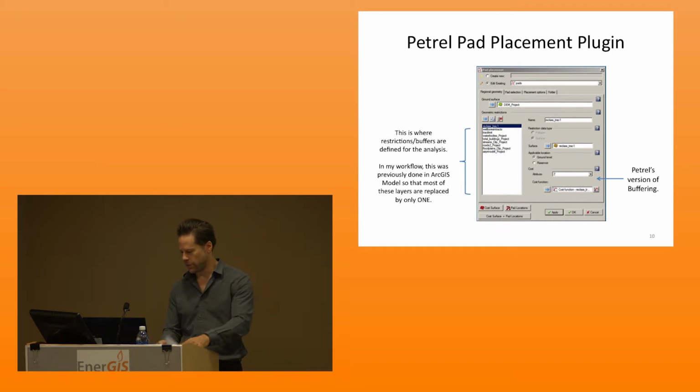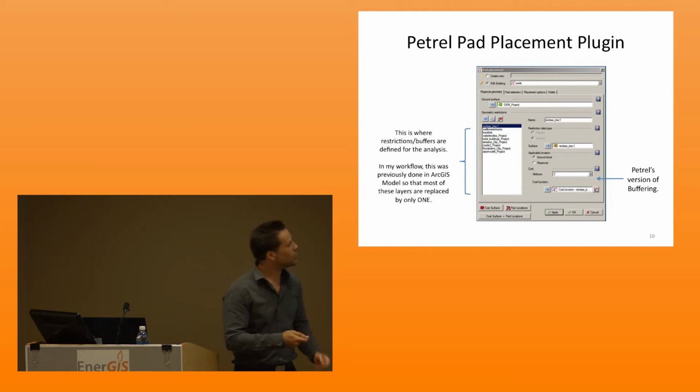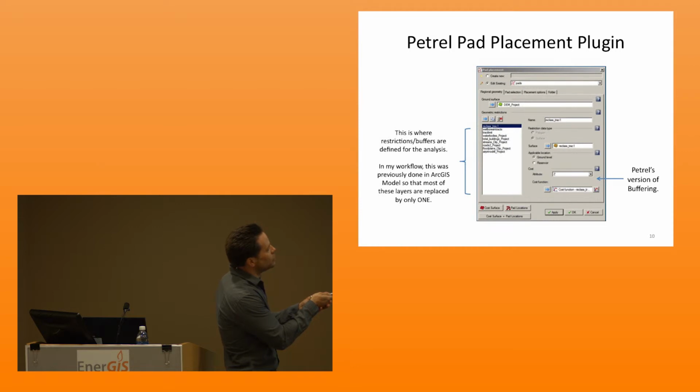So this is the first plugin that you use. It's the pad placement plugin. Over here are all the layers that you insert into the plugin. For each layer, you identify whether it's a layer at the ground level or a layer at the reservoir level. And for each one of these layers, you set up what's called a cost function, which I'll talk about in a second. And that's Petrel's version of buffering.